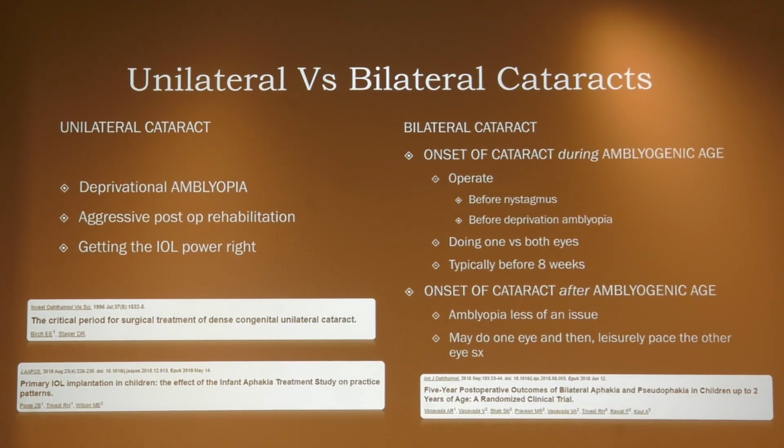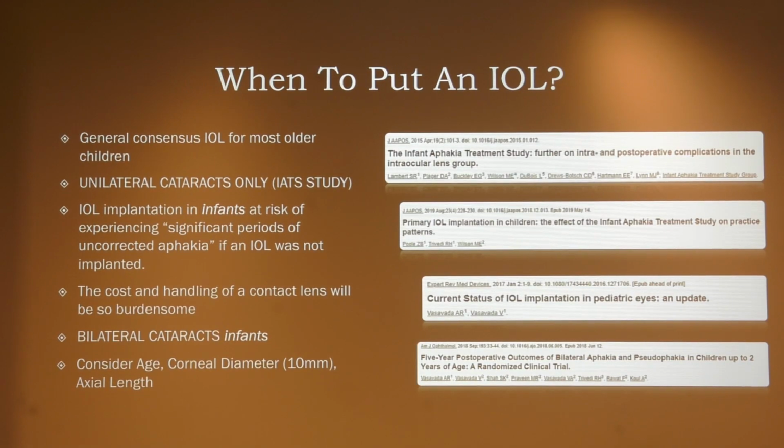So we have the unilateral study, the IATS, which has given us very good guidelines, and the bilateral cataract study, which has come from India itself, which has compared the onset of cataract, the timing of cataract, and whether the IOL should be implanted. So when do you put an IOL? The general consensus now is IOL for most children. Unilateral cataracts, IATS also talks about leaving them aphakic. The benefit was weighed only for unilateral cataracts.